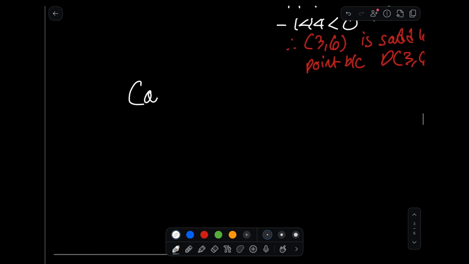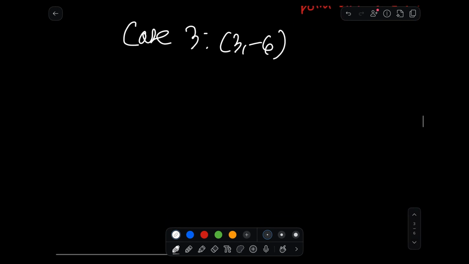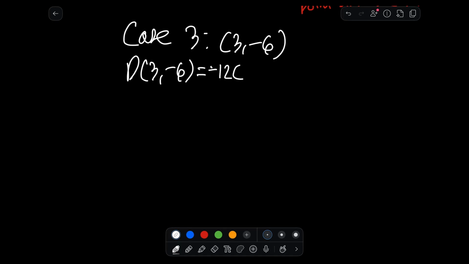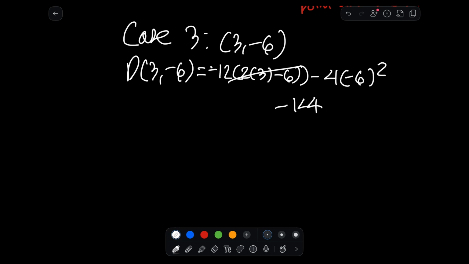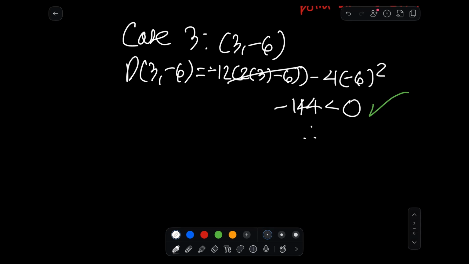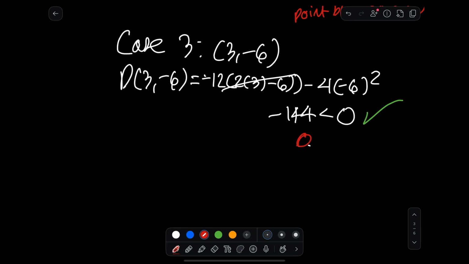And then case 3, (3, negative 6). We can do the same thing. We have D of (3, negative 6) equals negative 12 times (2 times 3 minus 6). Again, this goes to 0. Minus 4 times negative 6 squared. This is negative 144, which is less than 0. That's a check for us. Therefore, let me just be consistent.